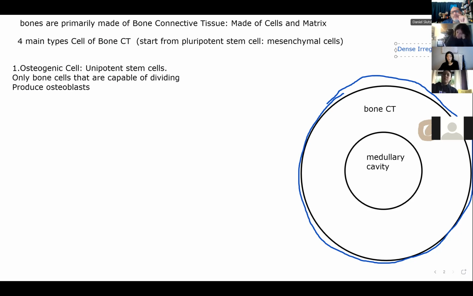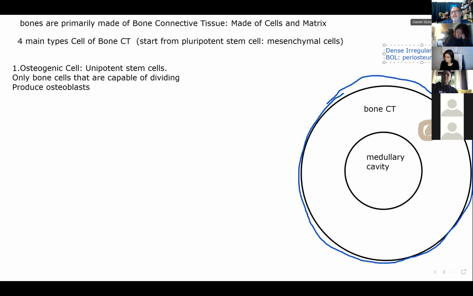The perichondrium? Perichondrium, absolutely. And notice it was a dense irregular connective tissue, but we gave it a name based on its location. The fact that it wrapped around cartilage, we called it a perichondrium. But notice this one wraps around bone. So what do you think we call it? Periosteum. There you go, periosteum. All right.